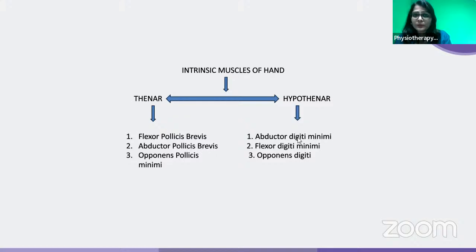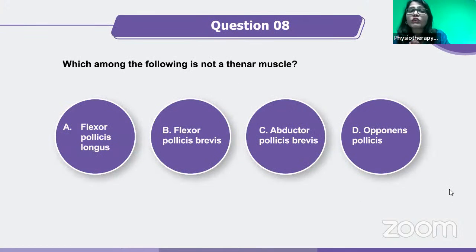Okay. Time for quiz. Which among the following is not a thenar muscle? Read the question properly. Flexor pollicis longus, flexor pollicis brevis, abductor pollicis brevis, opponens pollicis. I have given you all pollicis here. So what you have to pick from this is important. Which muscle is not a thenar muscle?